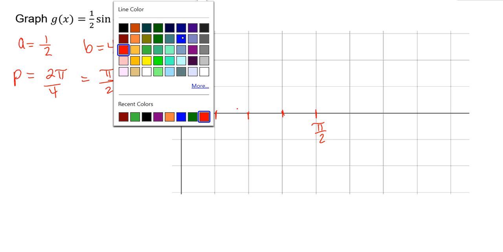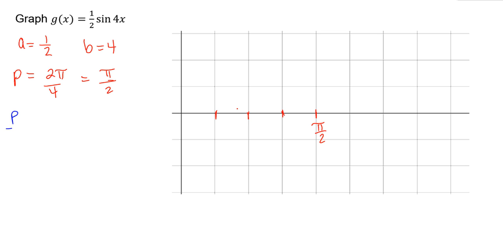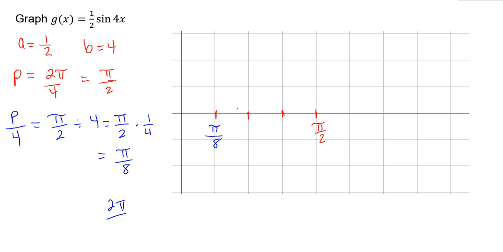And we're going to figure out how much we're counting by. So P divided by 4. P is pi halves divided by 4. That's pi over 2 times 1/4, or pi eighths. Okay, 1 pi over 8, 2 pi over 8, but that's pi over 4, and then 3 pi over 8.